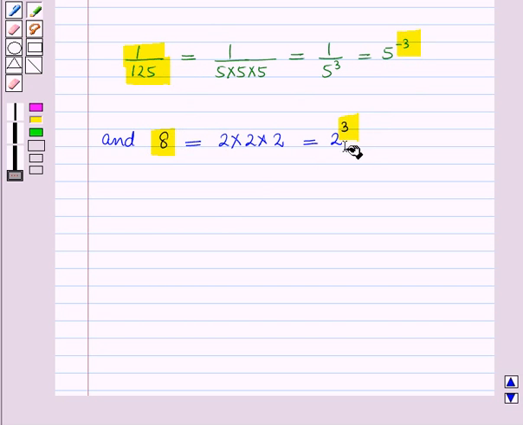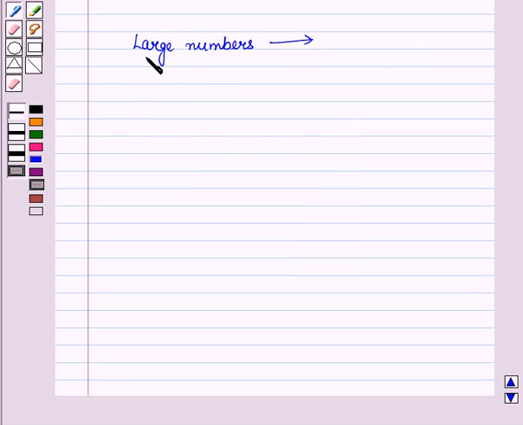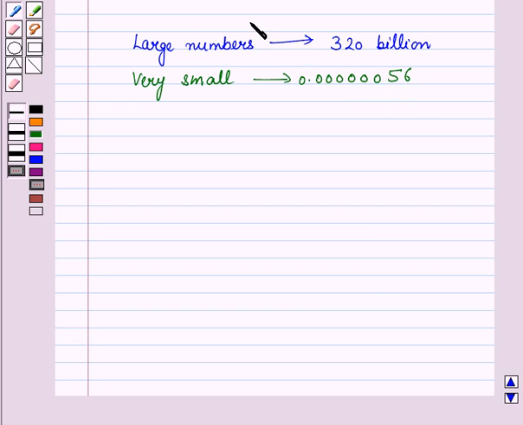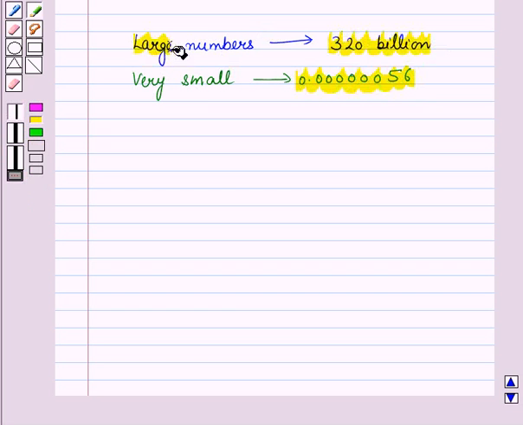Now we already know that in 2 raised to power 3, 2 is called the base and 3 is called the exponent or power. Now here the numbers are small, so we can easily write them in exponent form. But some numbers are very large, like 320 billion, or very small, like 0.0000056.